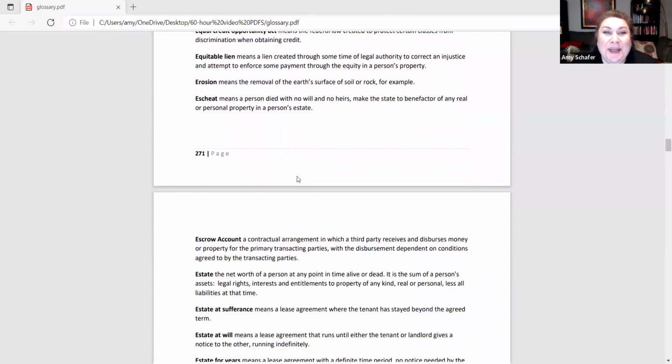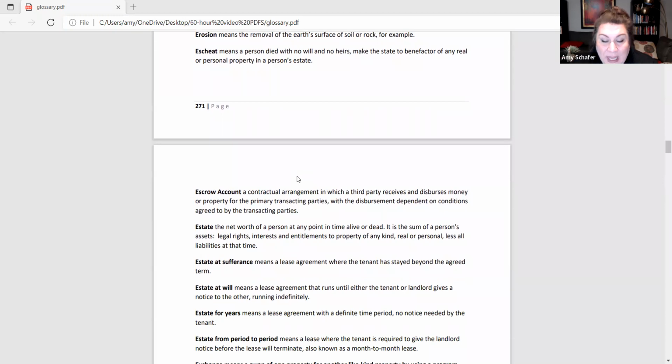Escheat might be a term that's good for you to know. That's when someone dies and they don't have a will and they don't have any family. They don't have any next of kin or heirs. So the beneficiary of their real and personal property becomes the state of Iowa.